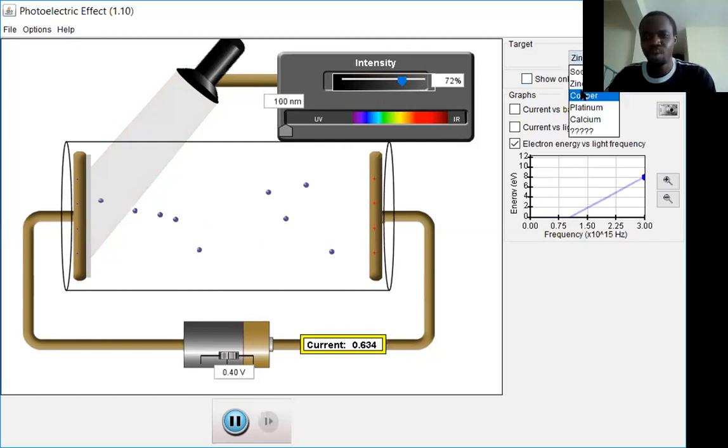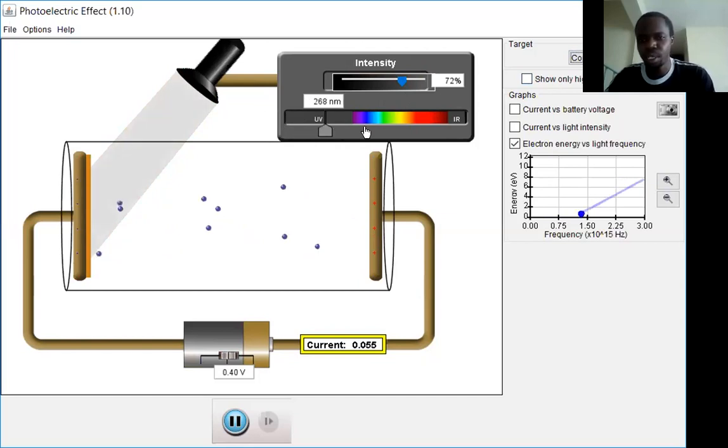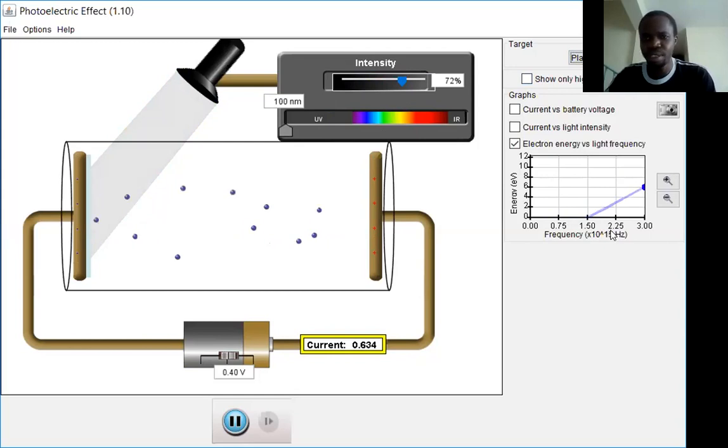Then we move to copper. We vary the frequency as we reduce it. Look at what happens. They are still at the point where it was previously. Yeah, slightly higher than that of zinc. Then we move to platinum. For platinum, yes, it's higher than all of them. So that's at 1.5 times 10 raised to 15 hertz. Well, I think that's enough for us to make our summaries about the factors affecting the photoelectric effect.